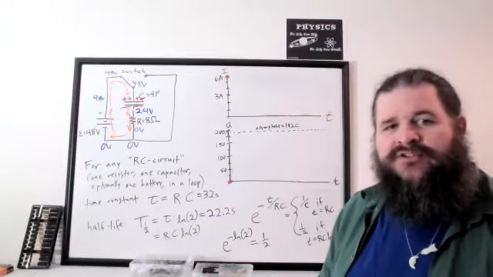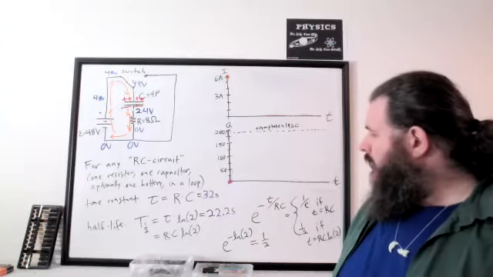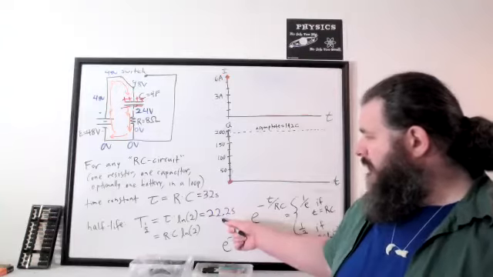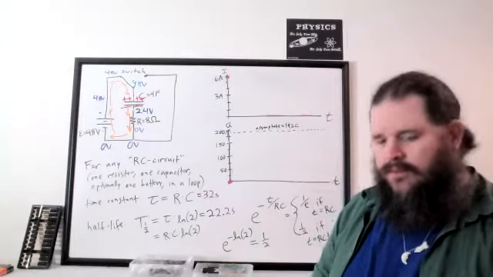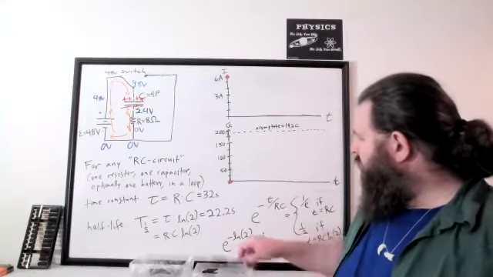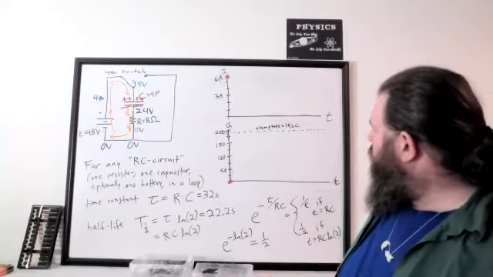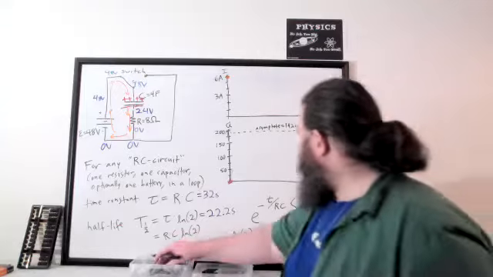Nothing particularly special about 37%. It's just that 1 over e is a convenient reference point. Likewise, every 22.2 seconds, the amount drops to half of what it was before. So let's try putting this on the graph. Let's say we take this out to maybe 100. Let's try going out to 100.